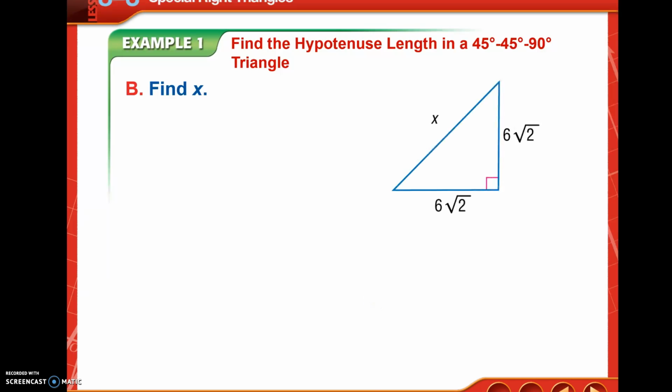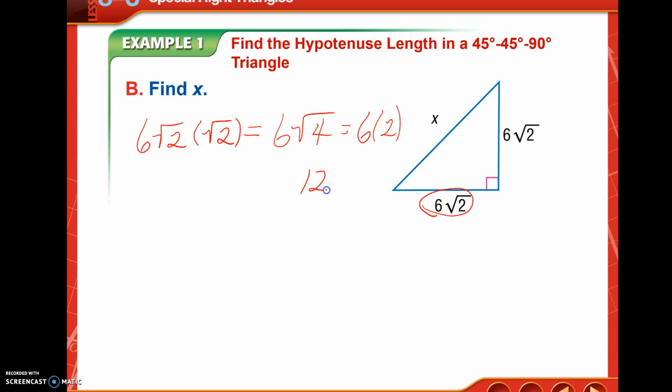All right, and again, we have the leg, and we're looking for the hypotenuse, so 6 square root of 2, and we'll multiply it by the square root of 2, because this is our leg. When we're finding the hypotenuse, you multiply by the square root of 2. So that gives us 6 square root of 4, which is 6 times 2, or 12.